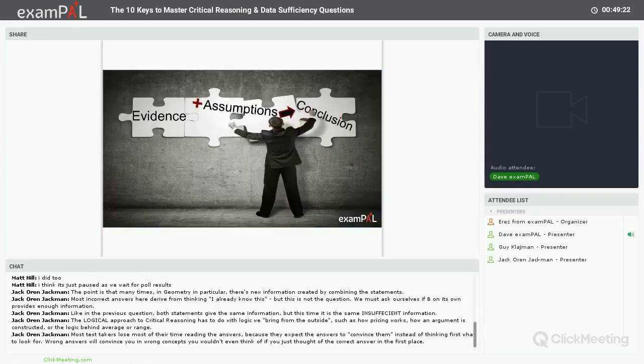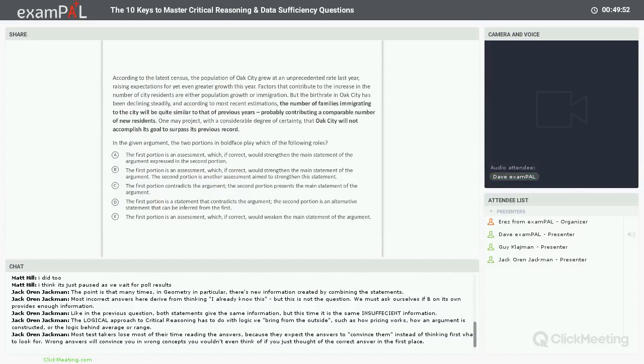What are the roles of the two bold-faced portions? So really all we have to always do is use the evidence and the assumptions in order to get to a conclusion. Right? This is always an argument structure. And bold-faced questions always basically ask us what is the argument structure here, or more specifically, what role do the bold-faced sections play? Are they the evidence? Are they the assumptions? Are they the conclusion? Is each one of them a different part? Let's look at this question.